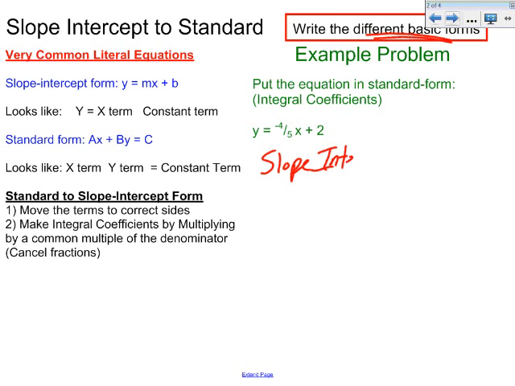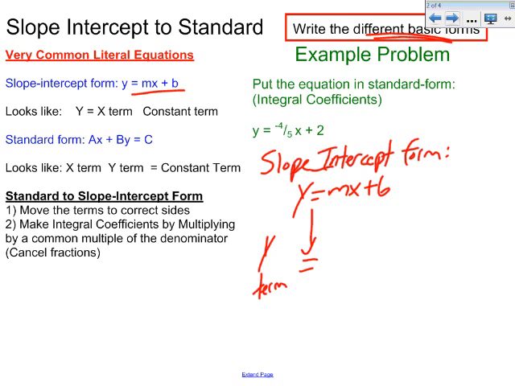So slope-intercept form is y equals mx plus b. Again, don't worry what m and b stand for yet, but at this time you need to know that it's a y term, then equals, then your x term, and then your constant term. Alright, that's slope-intercept form. Now standard form is where you have ax plus by equals c.